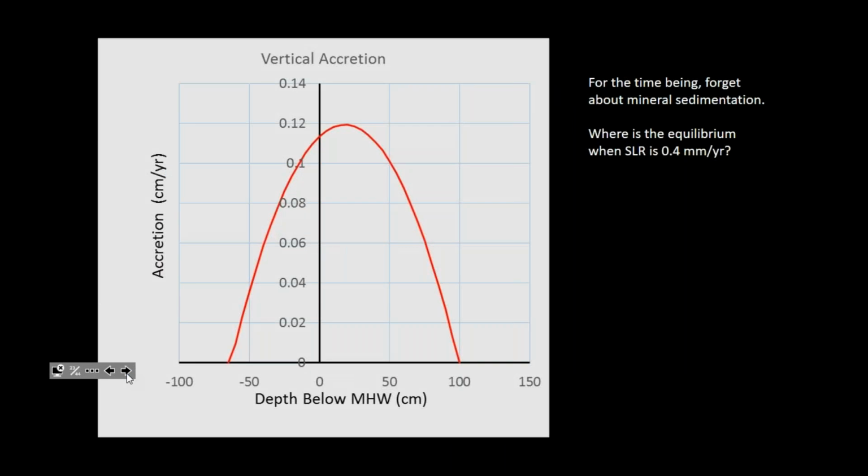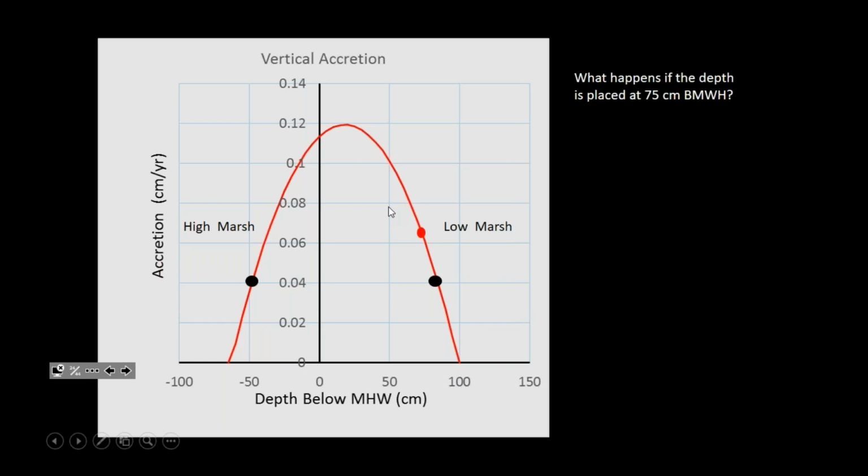Okay, so how does this work? If we take that curve, the accretion curve, it looks like this. Where's the equilibrium when the sea level rises 0.4 millimeters a year? Well, the equilibrium is where the rate of sea level rise equals the rate of vertical accretion. And so there are two equilibrium points. There's one there, and there's one there. Okay, but one of these is not stable. So this is high marsh, this is low marsh.